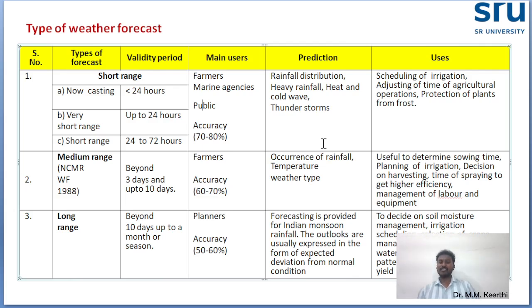So, based on this long range forecasting, the planners can decide what type of crops, what type of variety, what type of soil moisture conservation, what type of irrigation, everything they can choose. So these are the types of weather forecasting.